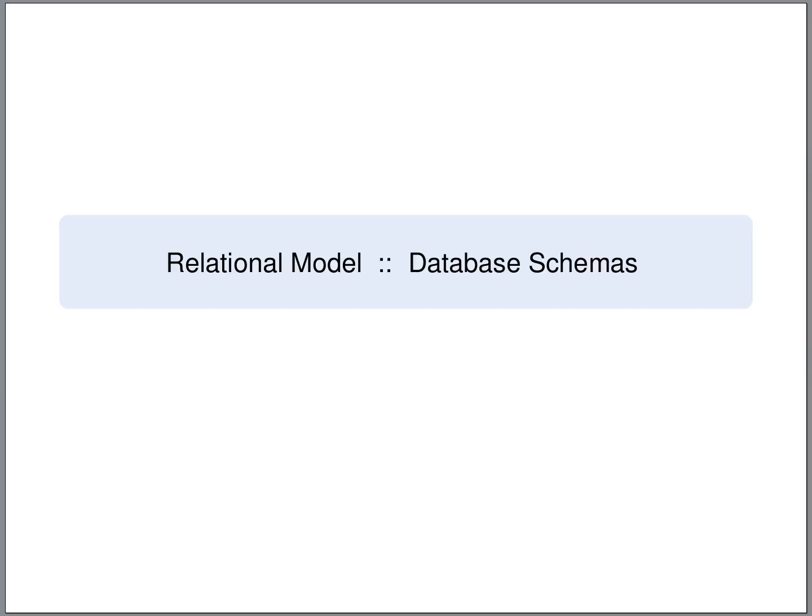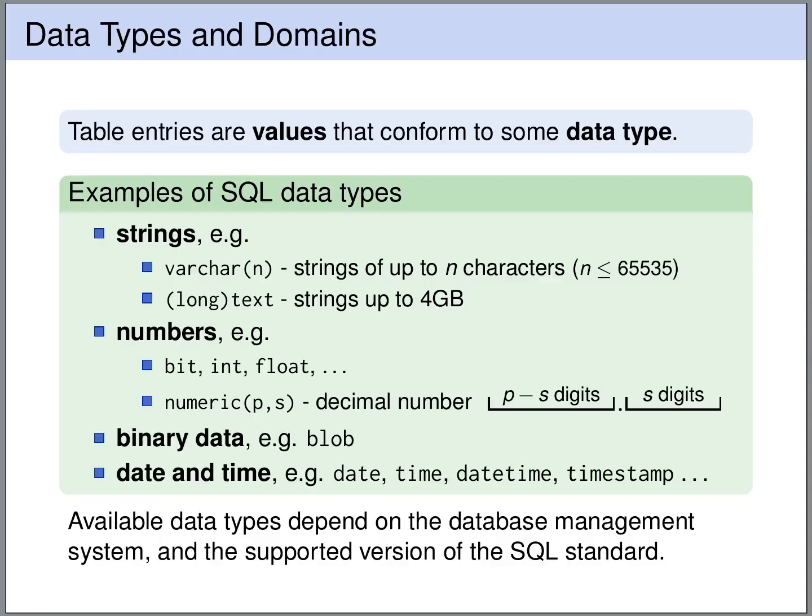Database schemas describe the structure of our database. In the relational model, we can define that the values in certain columns have to conform to some particular data type. The data types available in SQL are strings, numbers, binary data, and date and time. So for strings, for example, we have varchar n, which can store strings up to n characters.